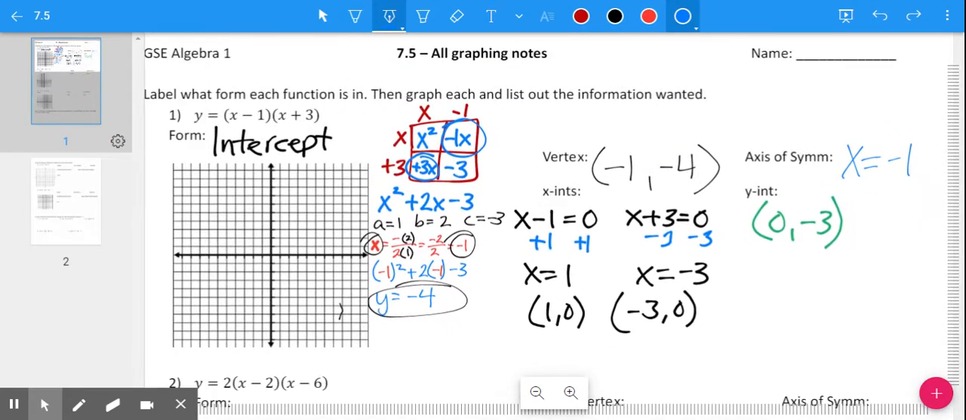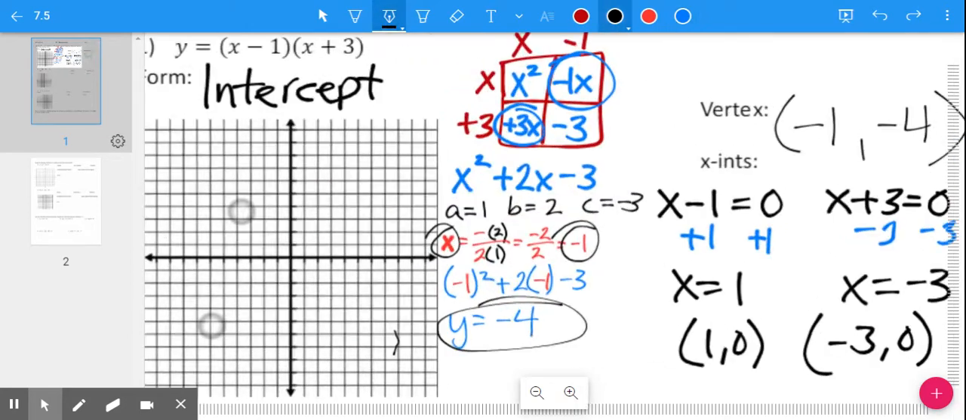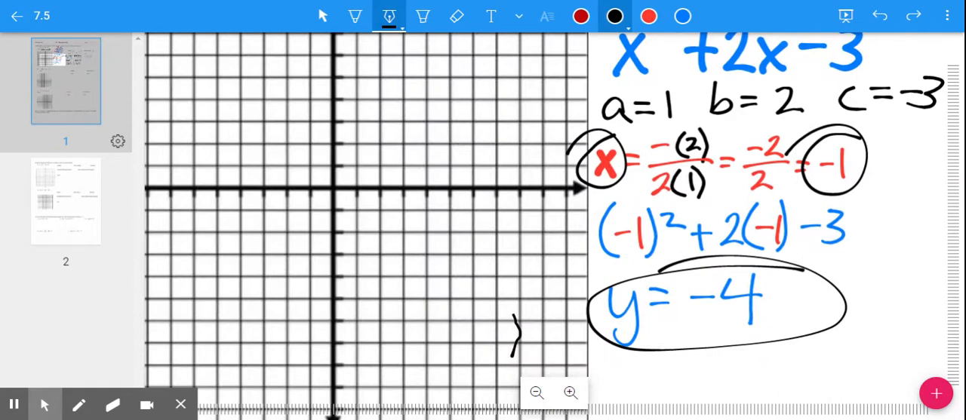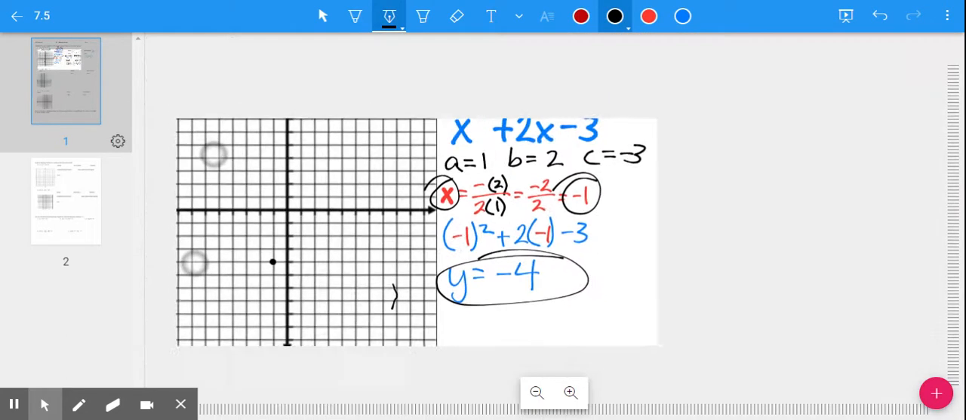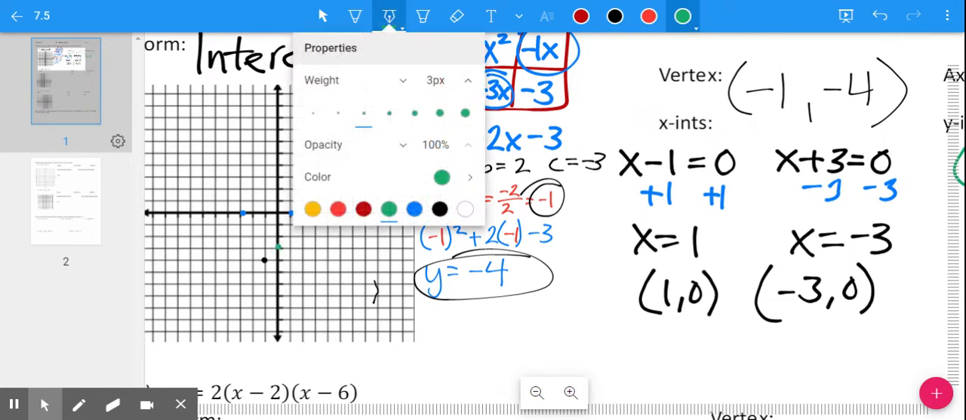So when we put this on the graph, we have a vertex of negative 1, negative 4. We have an x-intercept of 1 and another of negative 3, so negative 3 and 1. We have a y-intercept of negative 3. So now we can draw our parabola.